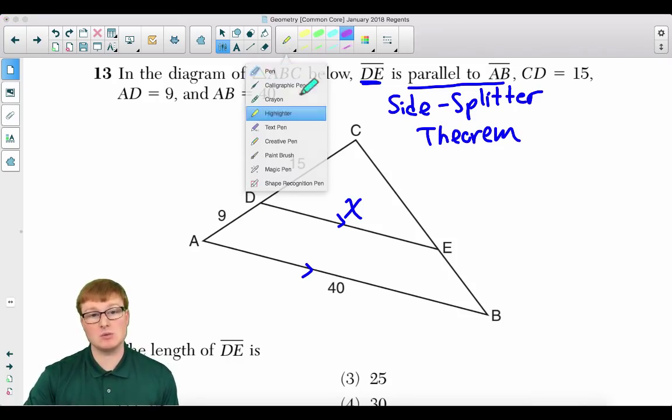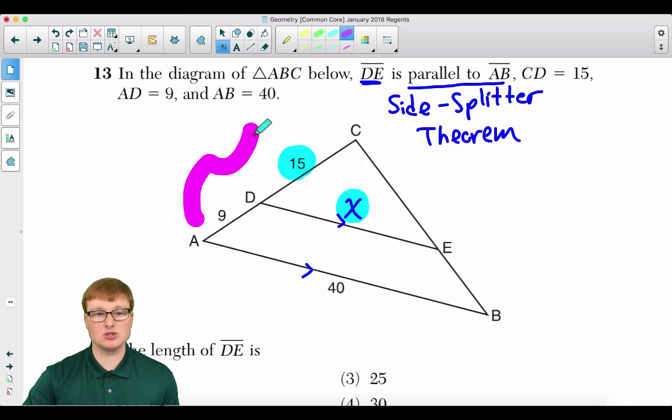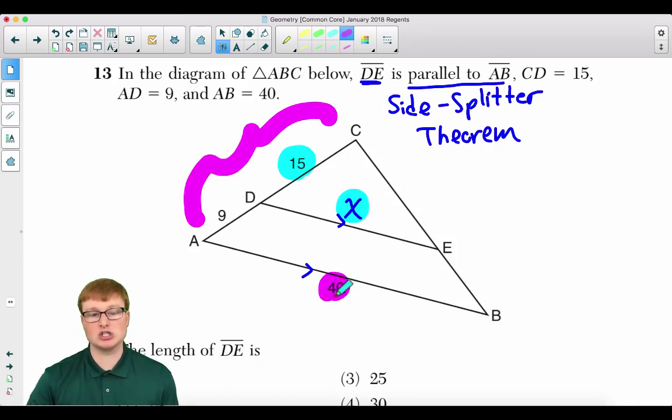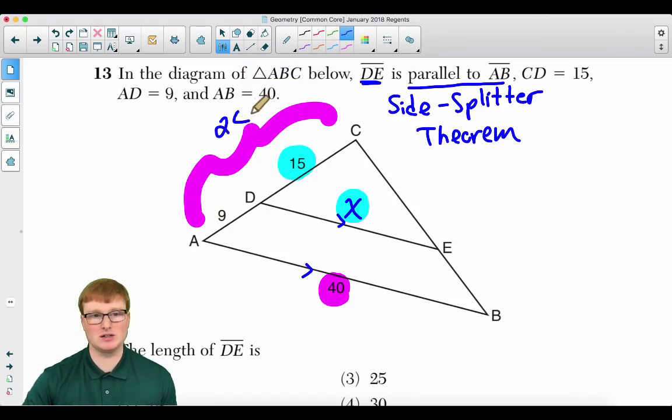So here's what we're doing. We're taking 15. We're setting it in proportion to x. And we're taking this whole side and we're setting it in proportion to the 40. What is the addition of this side? It's 15 plus 9. That's just going to be 24, right? So now we just have to set up a proportion.